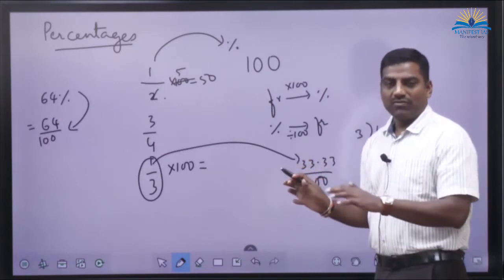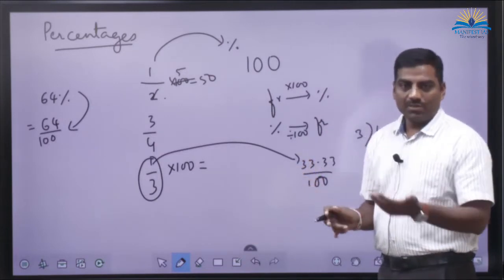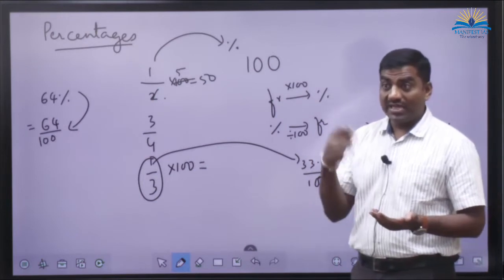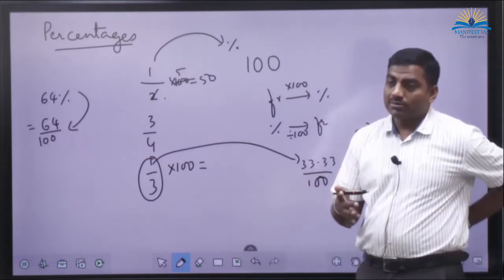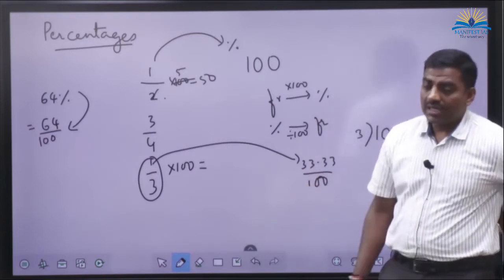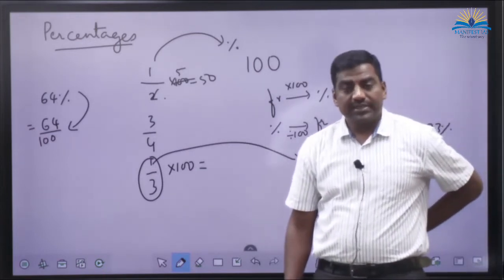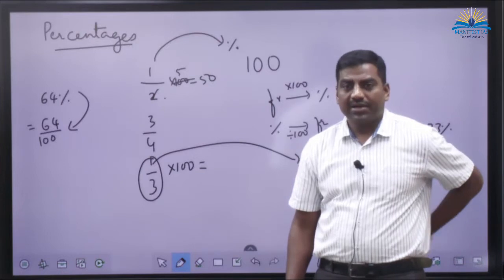Understand? For conversion of a fraction to a percentage, we multiply by 100. We are not doing any favor to that particular number. And when it comes to the conversion from percentage to fraction, we divide it by 100.